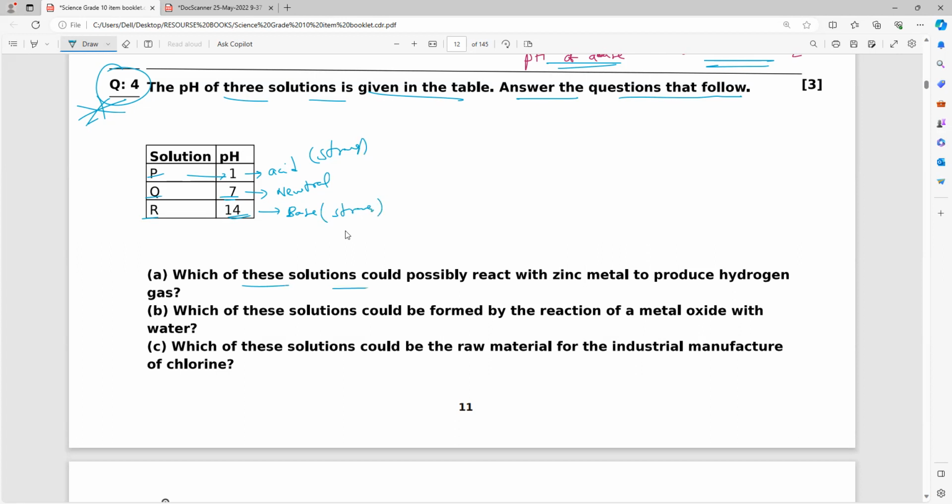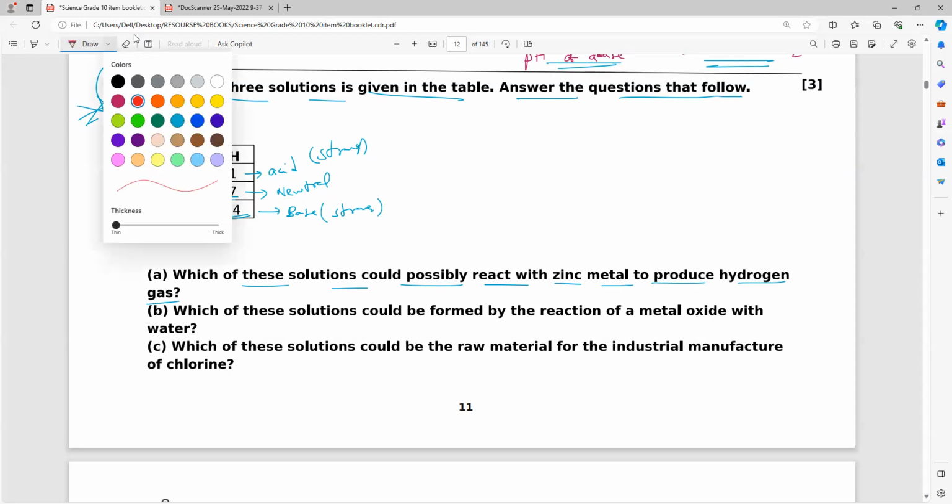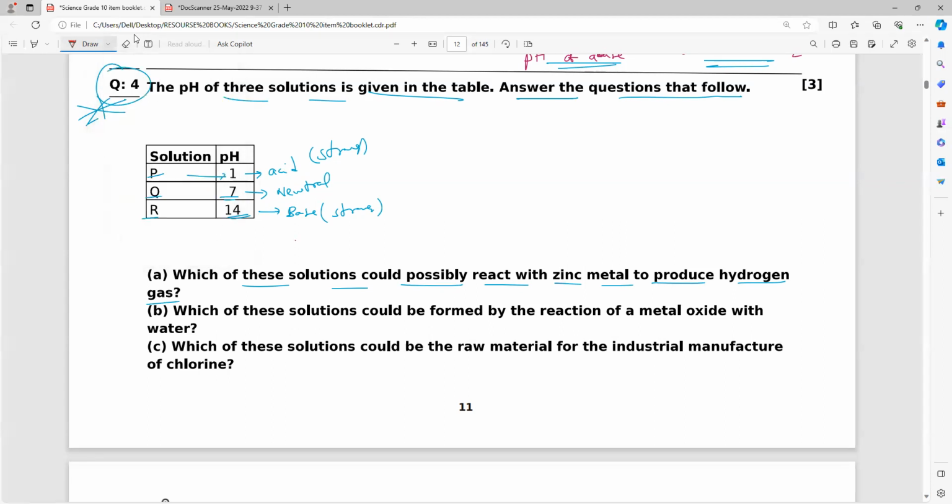Now, which of these solutions could possibly react with the zinc metal to produce hydrogen gas? Everybody? We want to get hydrogen gas. Example, I want an example. P alone, Manikandan? You people are not even thinking. First, let me take P. Example, I will take HCl. HCl reacting with the zinc. What will happen? Everybody.